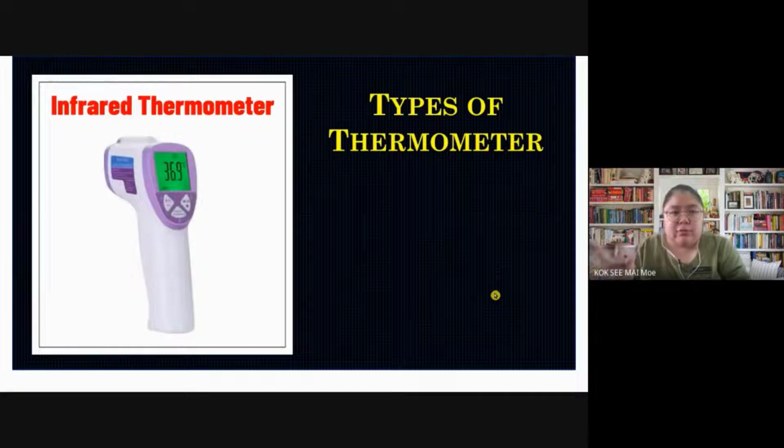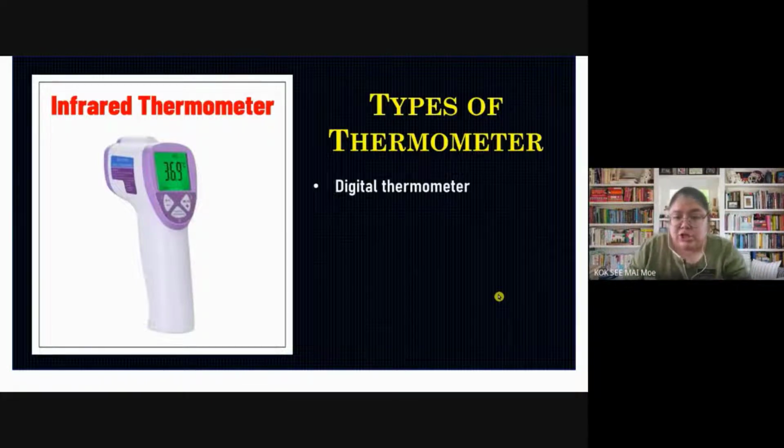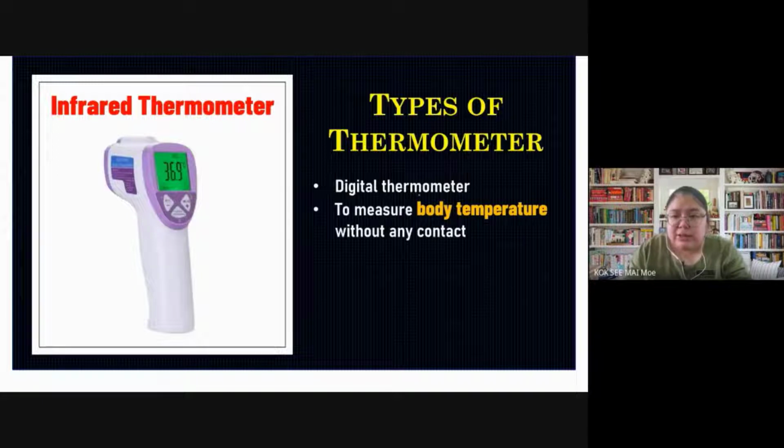Okay, and the fourth, this one I think everybody also knows it. There's an infrared thermometer. Now everywhere is also using it. With the infrared thermometer, we actually do not need to touch the forehead, just a little bit of distance. So there's a digital one that measures the body temperature without any contact. Maybe for this one you need to hold it, then put it near your forehead, then you can measure.